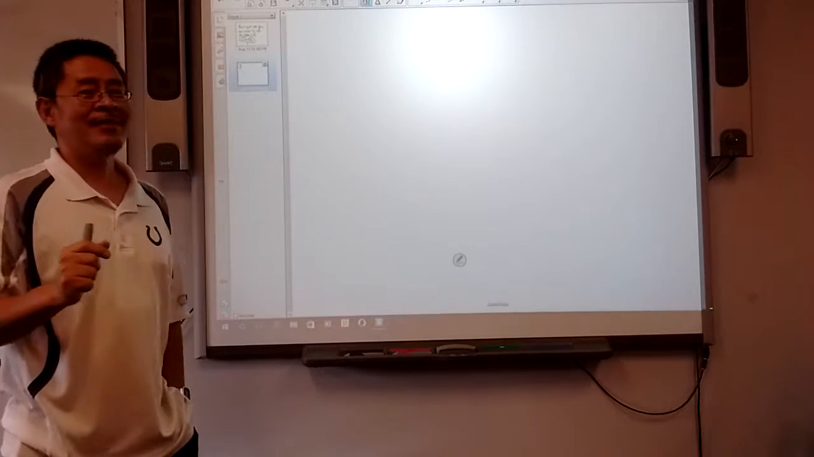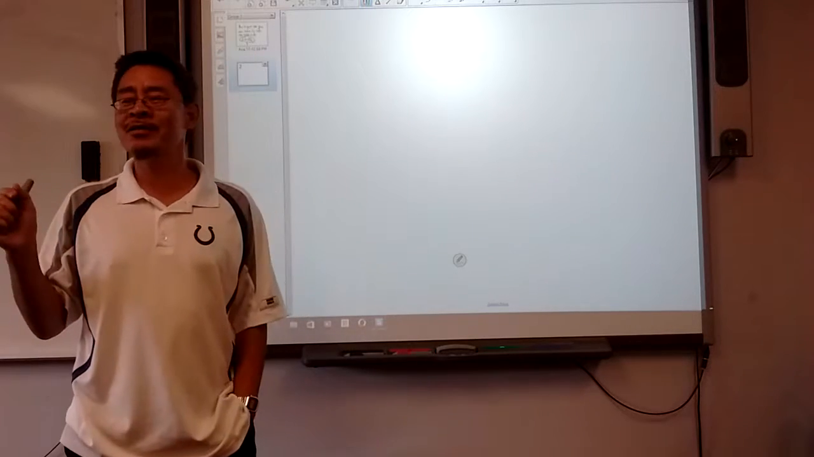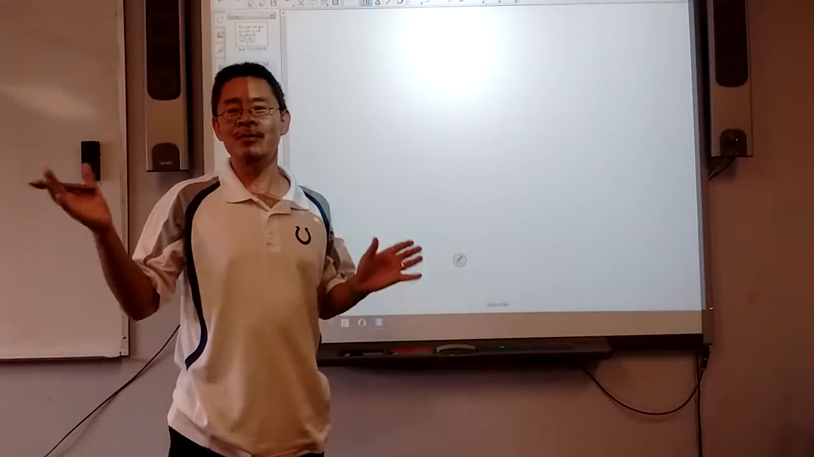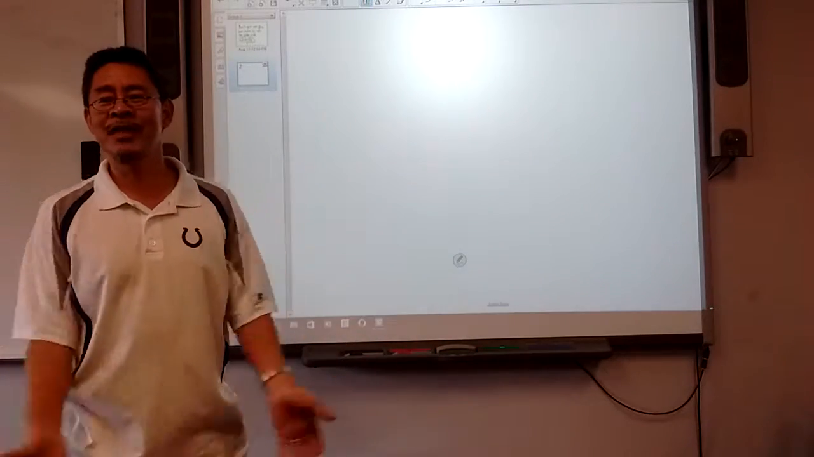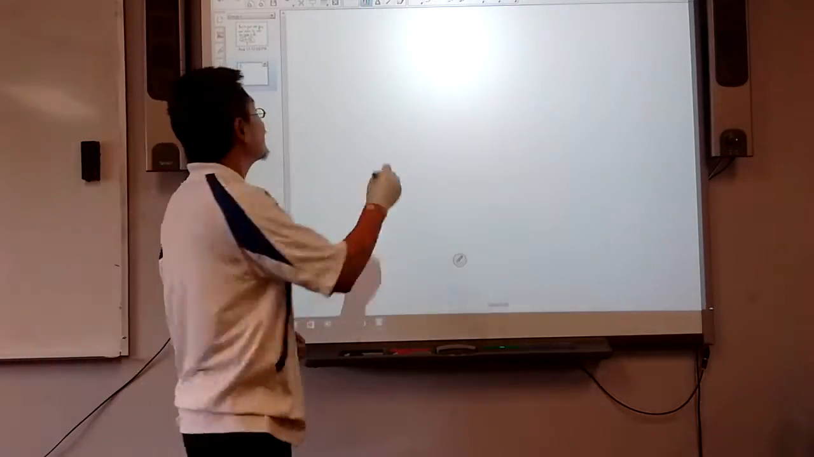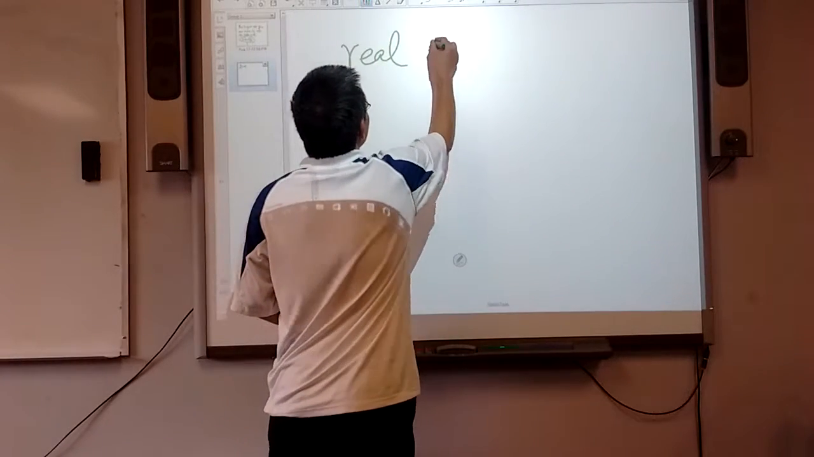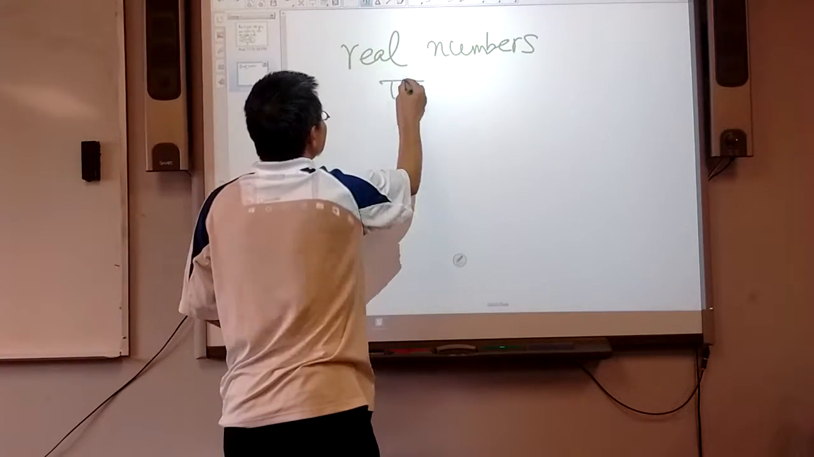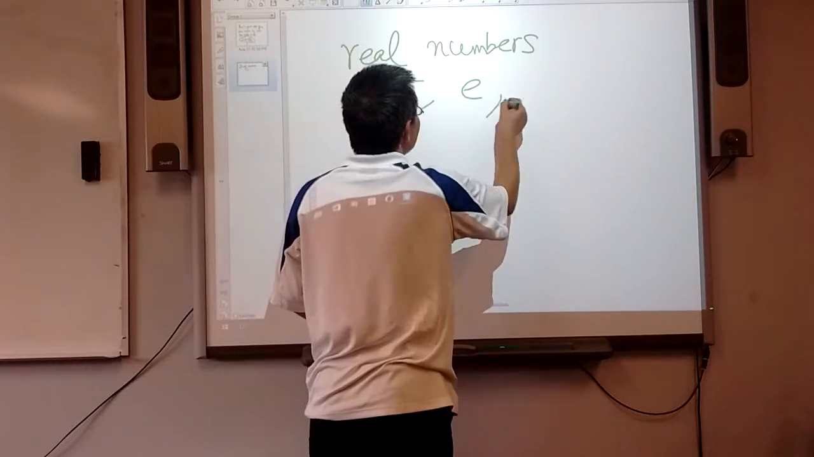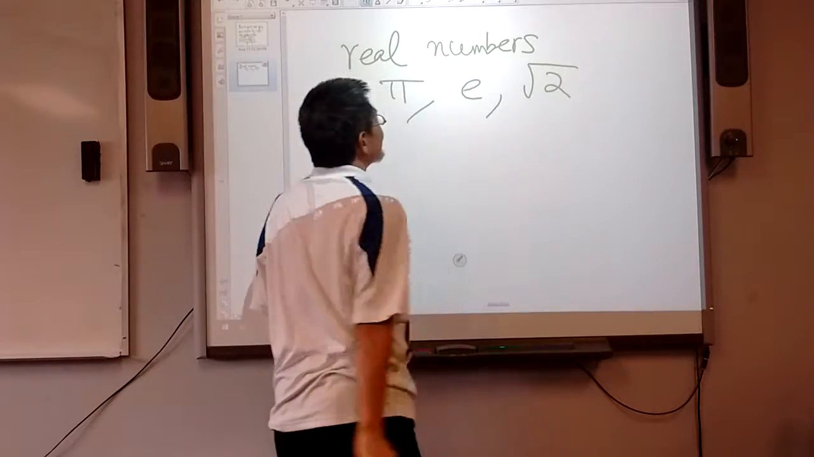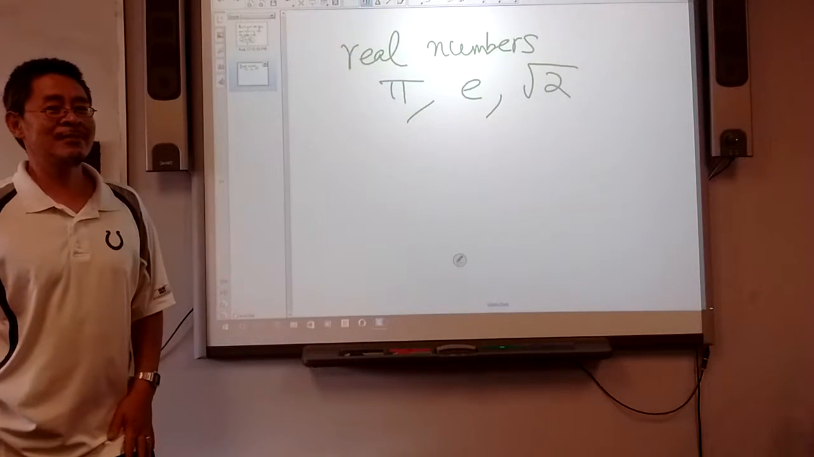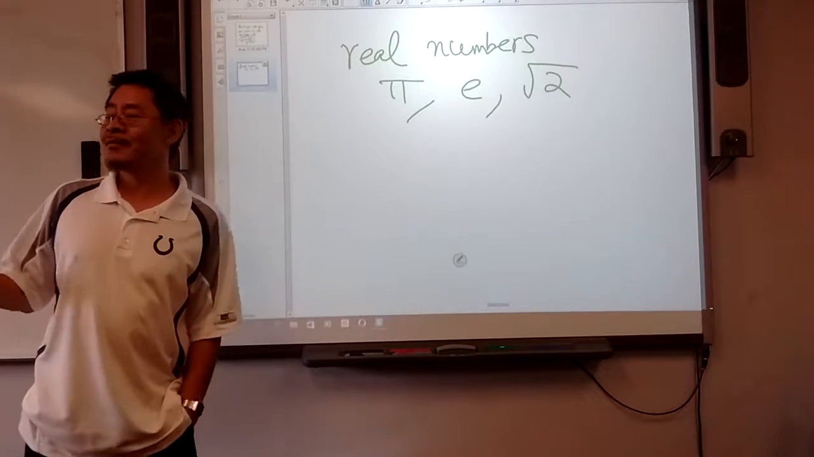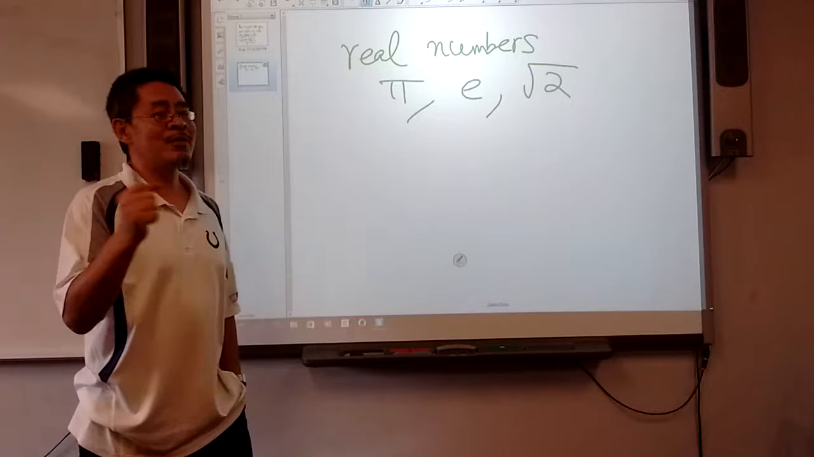Okay, perfect. So once we have the rational numbers, we put them all together, all the rational and irrational, and we have a new set. And that set is? Real numbers. Okay, so that includes strange things like pi, or e, or square root of 2, all those irrational numbers. So for a while, people thought that's all the numbers there are.